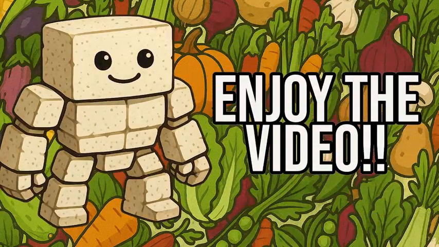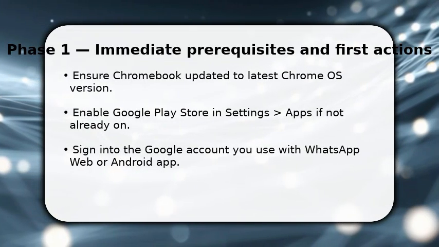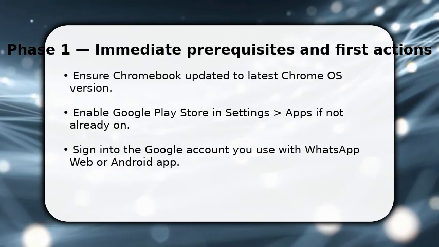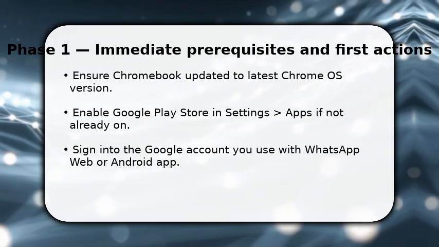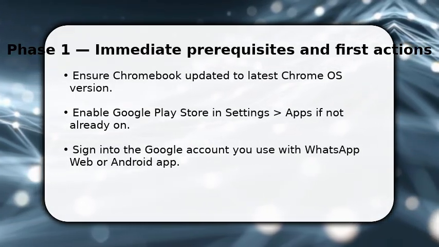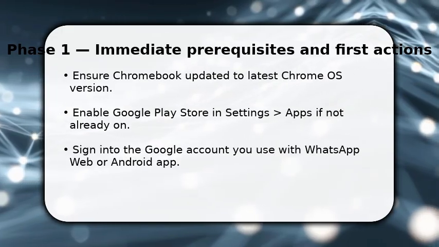Please enjoy the video. You start by making sure your Chromebook is ready. Update Chrome OS, enable the Google Play Store, and sign into the same Google account. Once done, open Settings and enable Linux Beta only if you plan to use Linux apps.